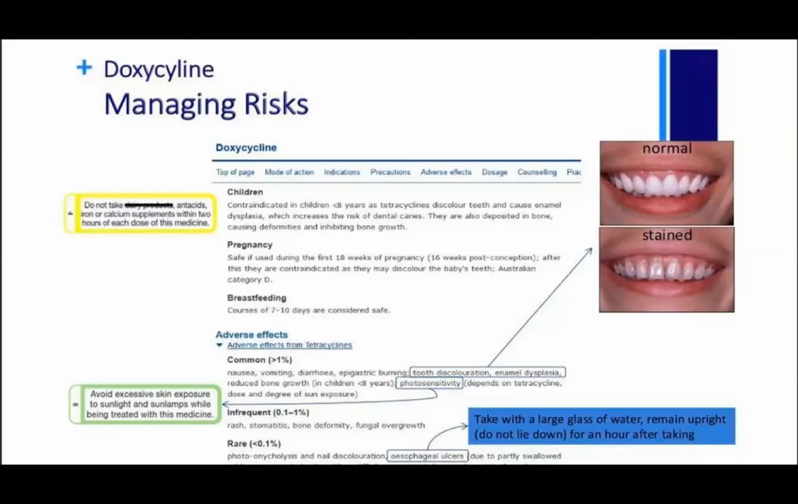So the risk of doxycycline here is photosensitivity, and we have to consult the patient to avoid active skin exposure to the sun, and to use sunscreen when they are on this medication.